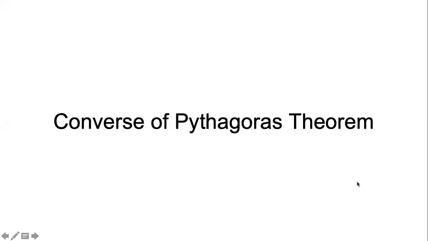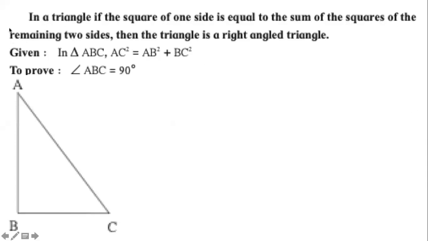The last part of the theory for this session is the converse of the Pythagoras theorem. Remember, Pythagoras theorem says, if we have a right angle triangle, then the square of the hypotenuse is equal to the sum of the squares of the other two sides. The converse will interchange the if and then. So what does that read? It reads, if in a triangle, the square of one side is equal to the sum of the squares of the other two sides, then the triangle is a right angle triangle.